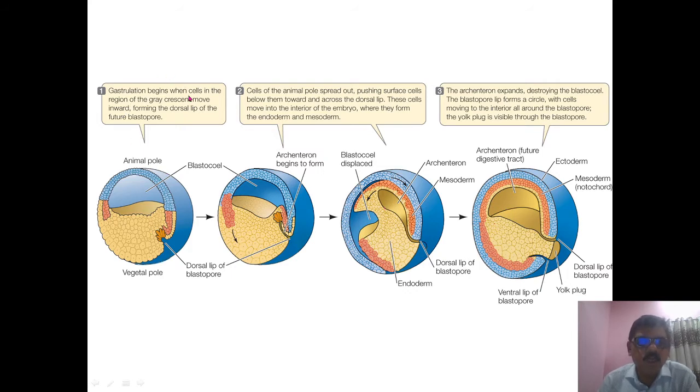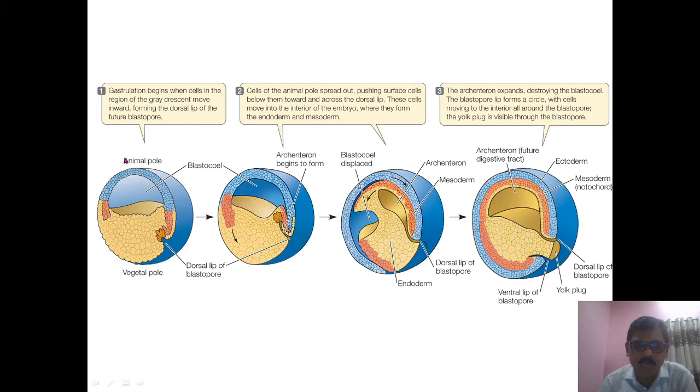The gastrulation begins when cells in the region of the gray crescent, just below the equator, move inward, forming the dorsal lip of the future blastopore. Future blastopore means this will be the opening from where these elongated cells, the bottle cells, move.